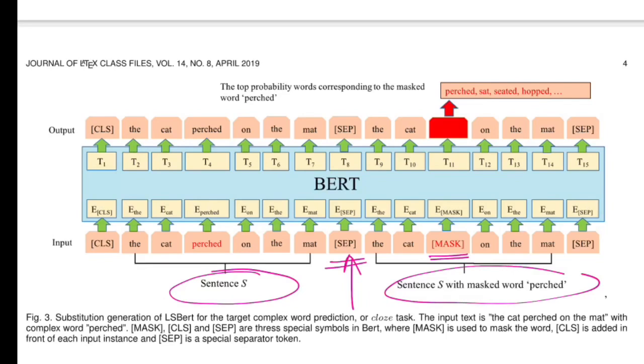One is the original sentence and the other is the masked sentence. And at the output end, we would want a possible substitution for this masked word, which is what they have generated. So this is how typically BERT works.